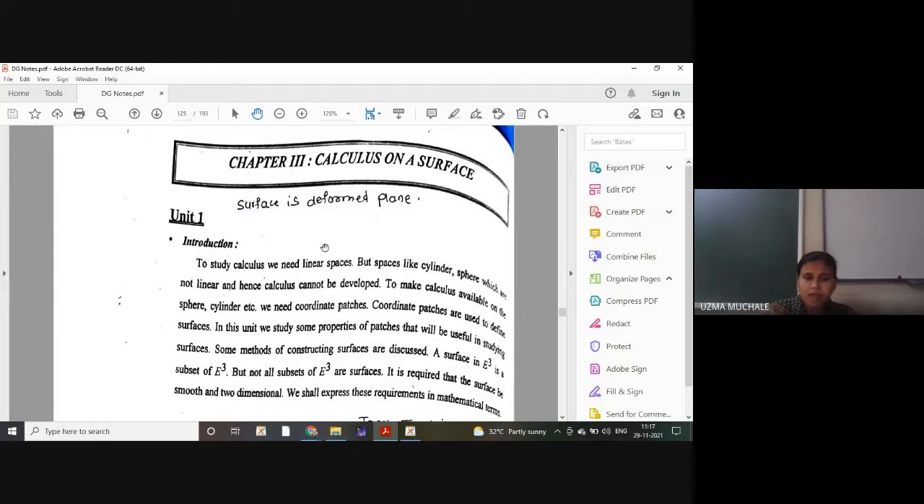With the help of that, we will construct a definition of a surface, and any object in E3 is not a surface. Just like any subset of E3 is not a surface, but we are going to define what is actually a surface. What are the two criteria for that? First one, the surface should be smooth and it is two-dimensional.